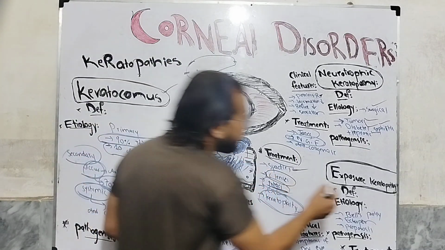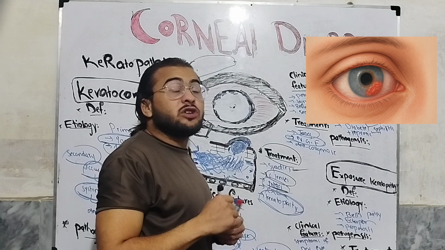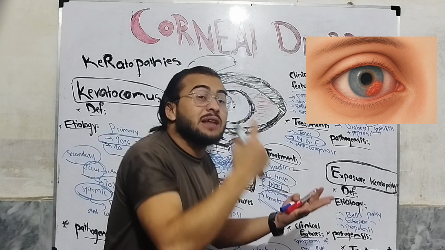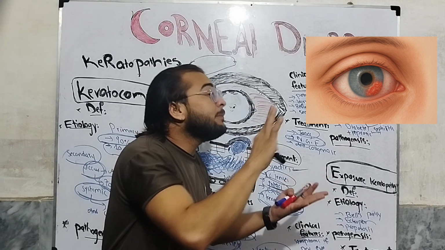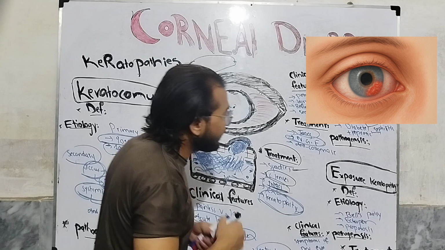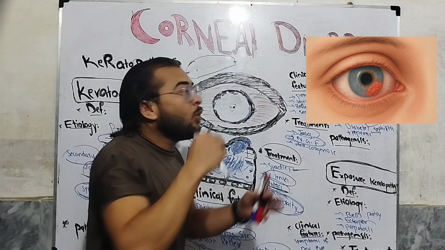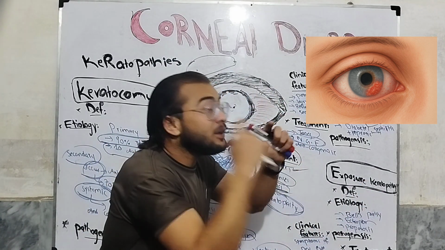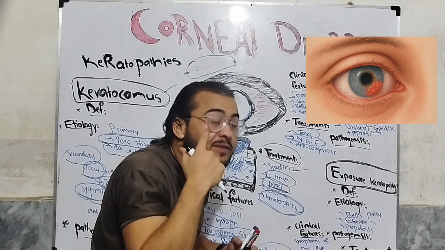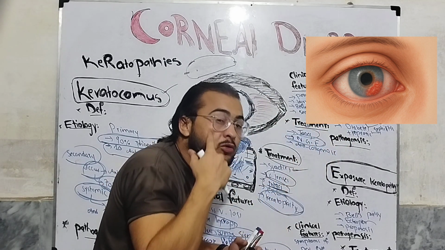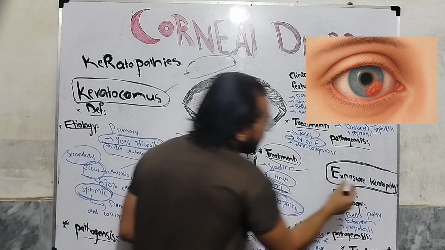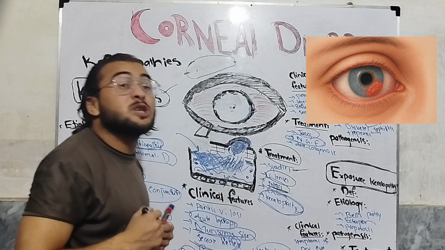The last one we have is exposure keratopathy. Exposure keratopathy means when the eyelids are not completely closing the eyeball, so the eyeball will be exposed to the external environment and will become dry. This is called exposure keratopathy. Due to the outside environment, the cornea will become dry and it will cause keratopathy, which is called exposure keratopathy.